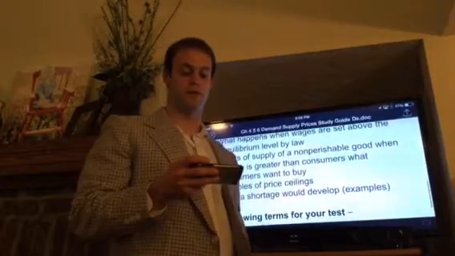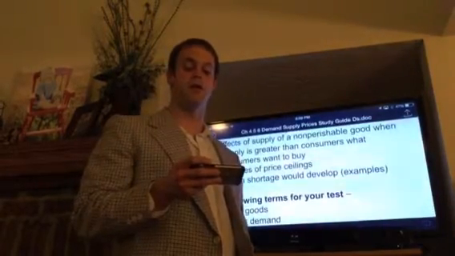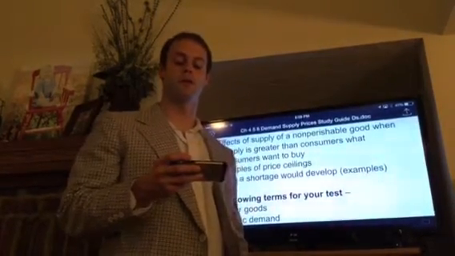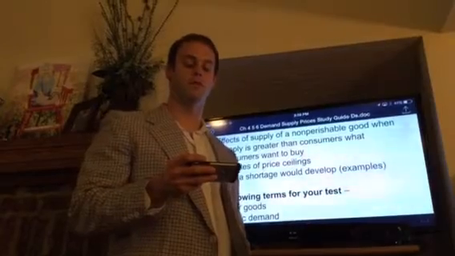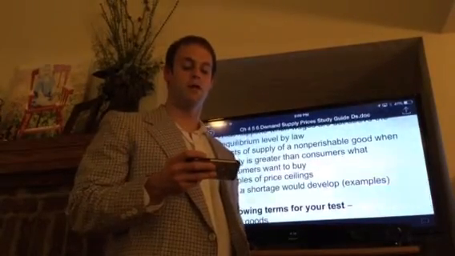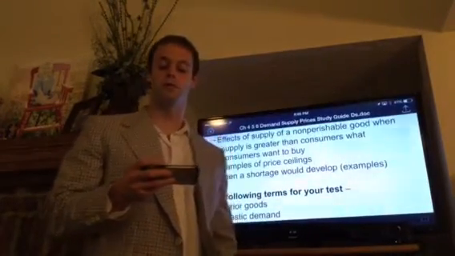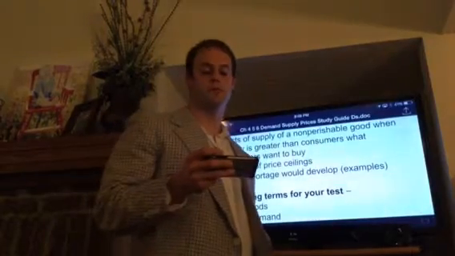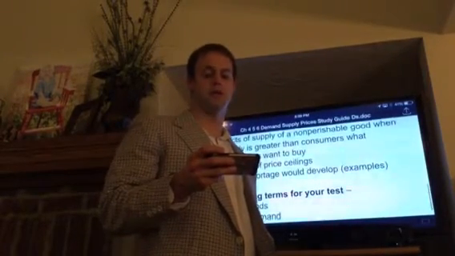Let's see, almost done. Effects of supply on a non-perishable good when supply is greater than consumers want to buy. Non-perishable goods. I'll have to look at that one.